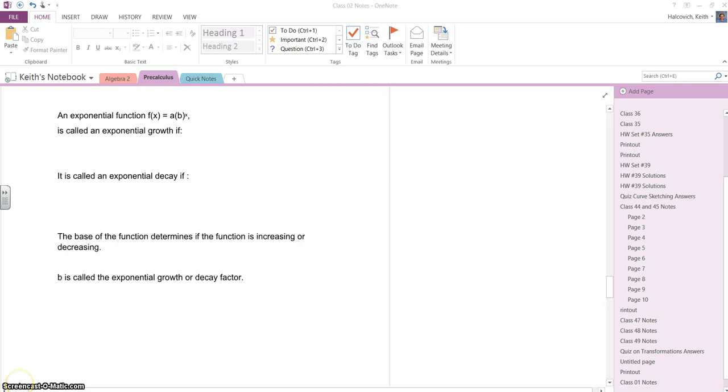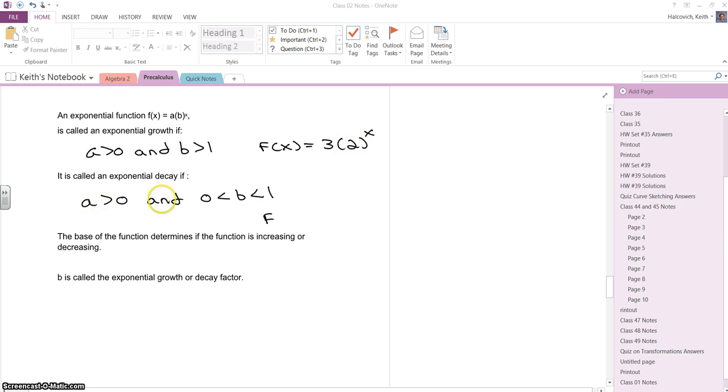So now an exponential function is called an exponential growth function if the a term is greater than 0 and the b term is greater than 1. So for example, if f of x equals 3 times 2 to the x, that is a growth function. It's a decay function if a is greater than 0 and b is between 0 and 1. So basically it's a fraction between 0 and 1. Like for example, if f of x equals 5 times 1/2 to the x, that is an exponential decay function.